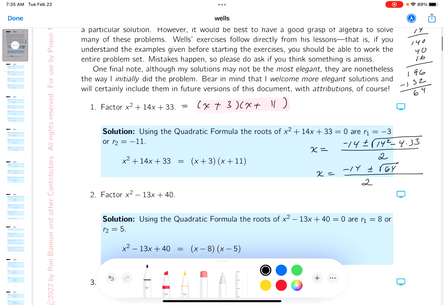And I can continue with that. What do you get? x equals minus 14 plus or minus 8 over 2. Well, this reduces to minus 7 plus or minus 4. And what would you get there? x would be equal to minus 7 plus 4, which is minus 3, or the other one would be x equals minus 11. And if these are the roots, then the factors must be x plus 3, x plus 11.